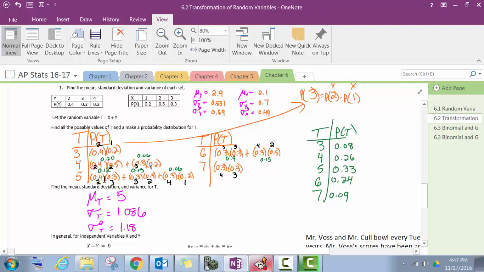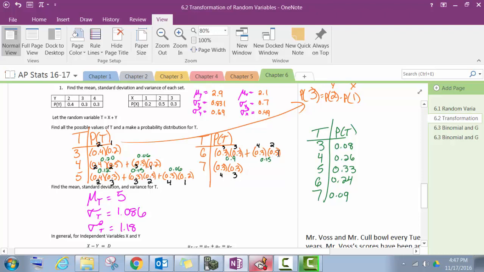Here we had 3 different ways. So 0.4 times 0.3, 0.3 times 0.5, 0.3 times 0.2. We get 0.12, 0.15, 0.06. Grand total of 0.33.